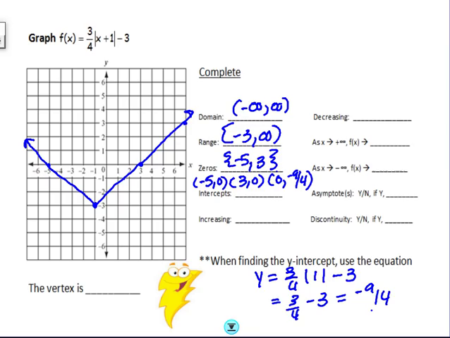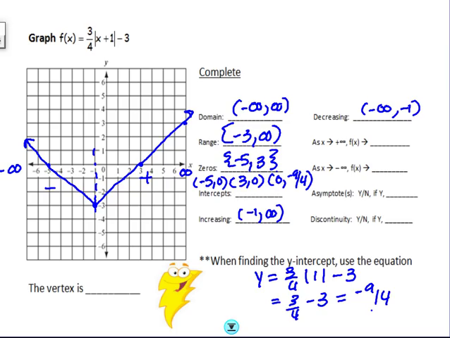Alright, increasing and decreasing intervals. Remember, we read from left to right and in terms of x. So negative infinity, we turn around at -1, and then positive infinity. So we're decreasing first, and then we're increasing. So increasing, we go from -1 to infinity, and remember they're always open. And decreasing is from negative infinity to -1.